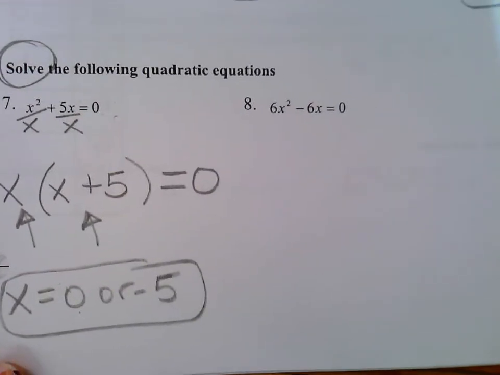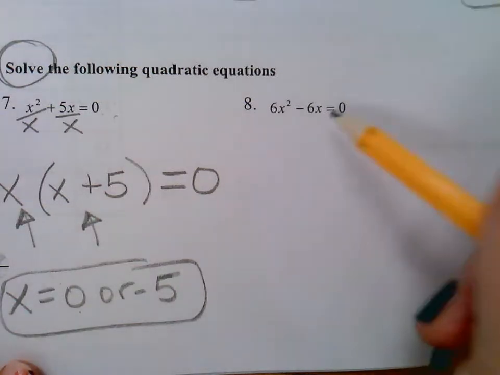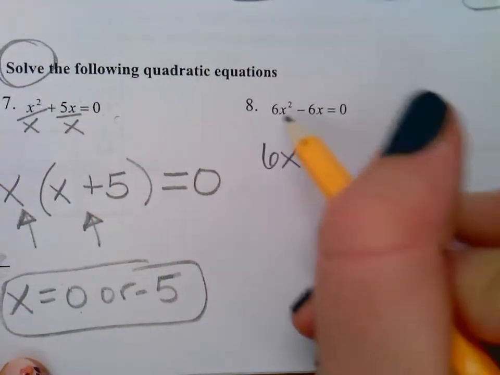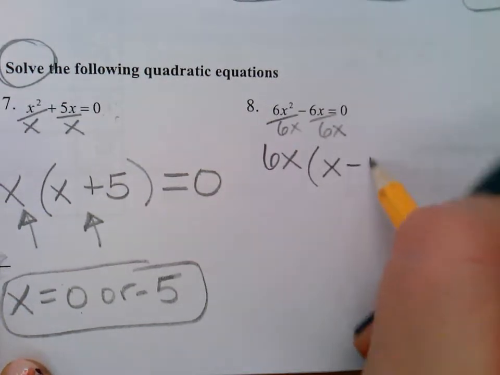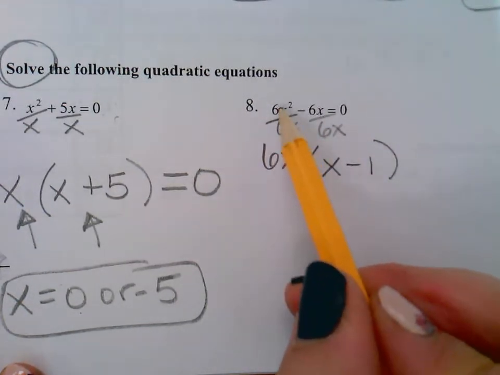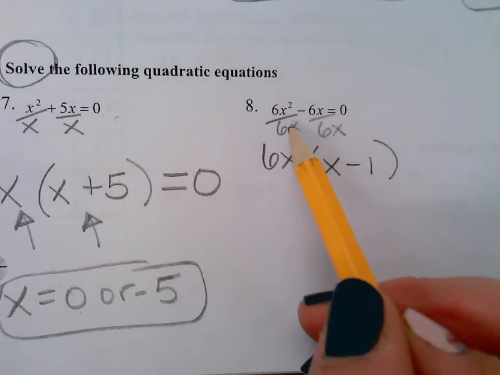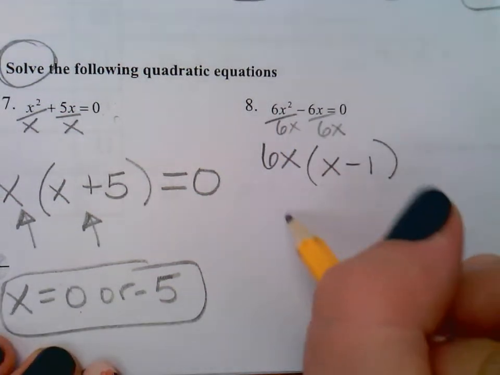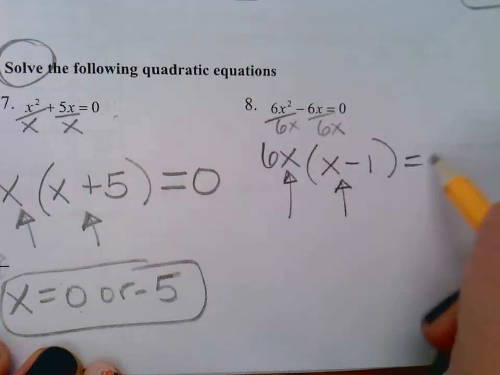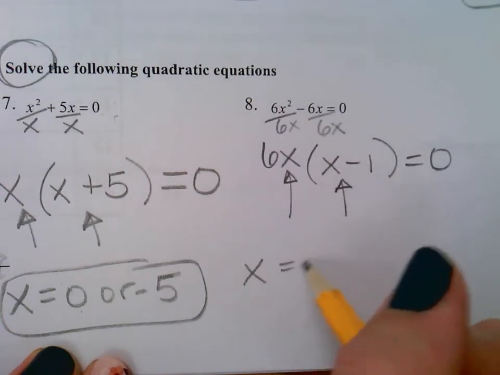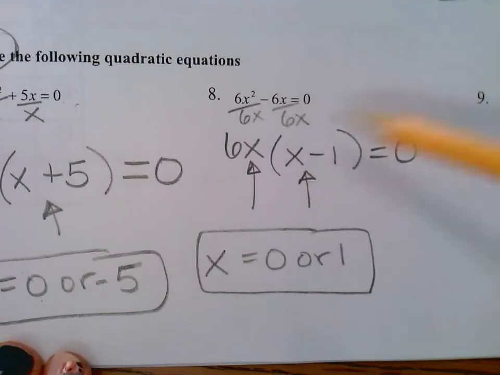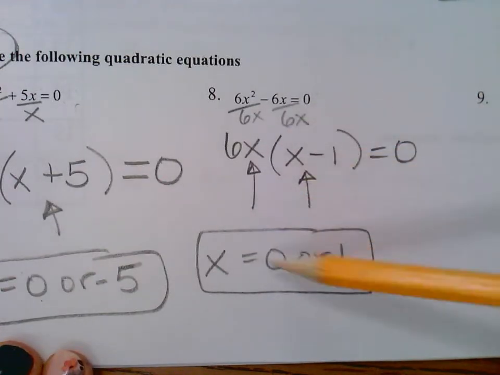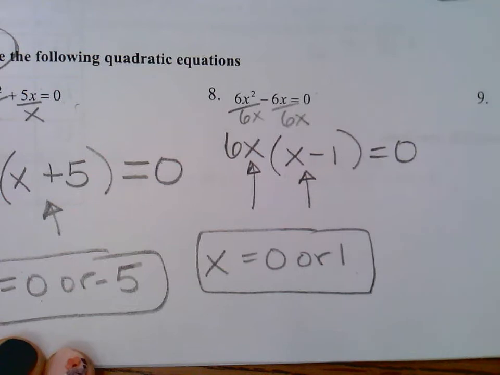All right, let's try example 8. What can you pull out as a greatest common factor? You could pull out a 6x from each term. So I'm going to divide by 6x. Now I have x minus 1 left because 6 divided by 6 is 1. All right, so what would x have to be to make this equal 0? X is either 0 or positive 1. Are you beginning to see how the zero product property works? It helps you find solutions when you're in factored form.